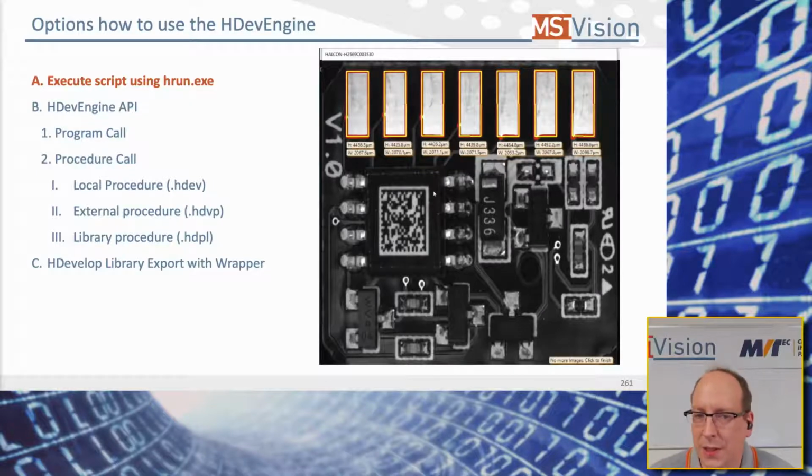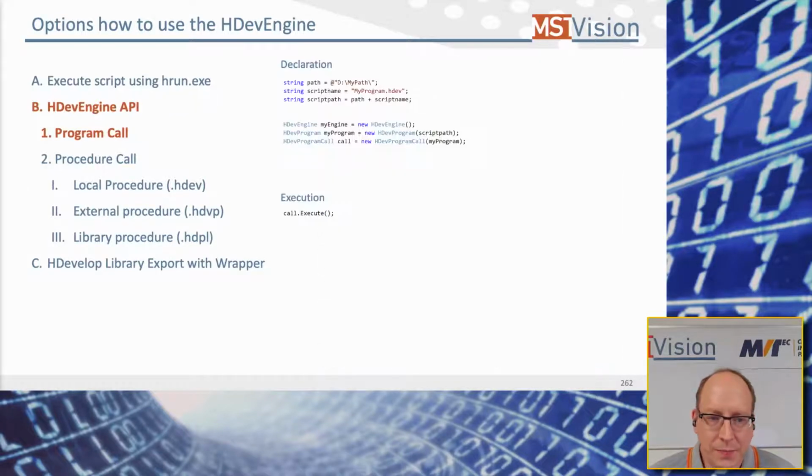And this is not the usual way. There's also the HDevEngine API, and you can open the program call. This is the unusual way. You can work with procedure call. This I'm going to show you as well.